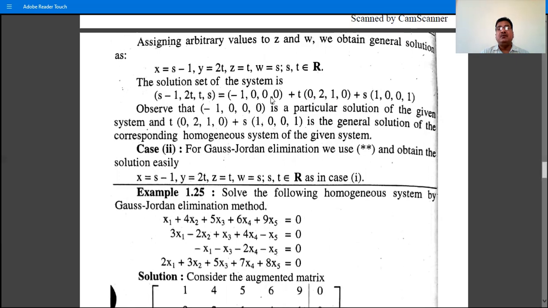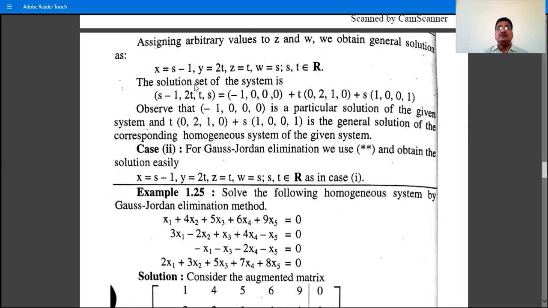So from the general solution of the non-homogeneous system, we can find its particular solution and the solution of the associated homogeneous system. Suppose the exam is objective, then this is a question for 2 marks.